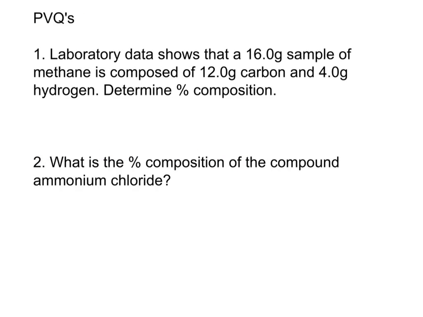Okay, students, so we have 2 post-video questions for you, one of each kind of percent composition problem. So the first one, we're going to use some laboratory data. You have a 16-gram sample of methane, and it's composed of 12 grams carbon and 4.0 grams of hydrogen. Determine the percent composition of each element. All right, second one, we're going to use the chemical formula to determine the theoretical percent composition for the compound ammonium chloride.